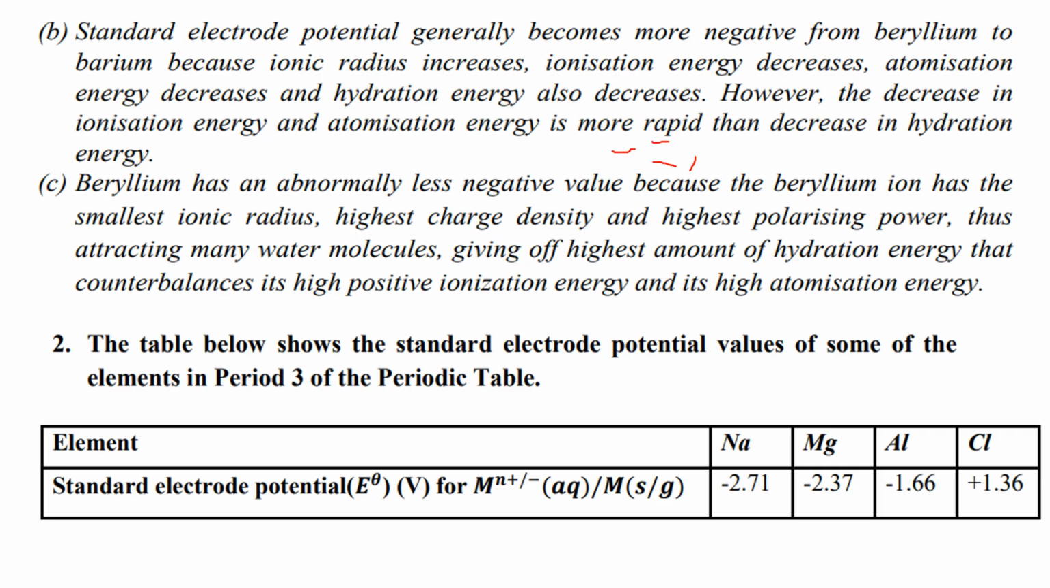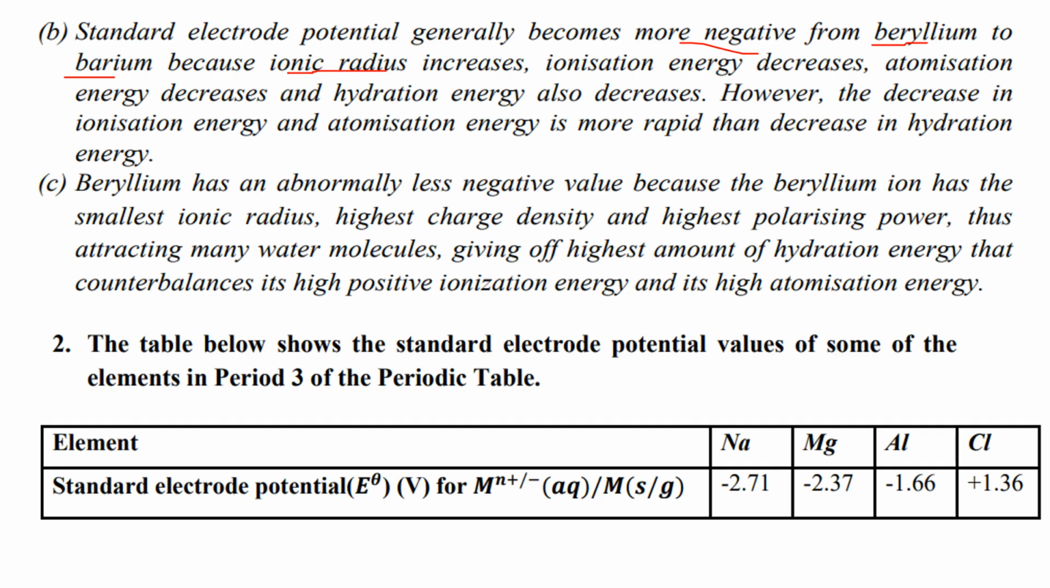Now let's look at the answering of our part B, explaining the general trend in our electrode potentials. So generally, you have seen that electrode potential becomes more negative from the first element to the last element, which is beryllium to barium. And the reason for that is because across a group, what happens? Ionic radius is increasing. So since ionic radius is increasing, that we start bringing the energy changes that we have been talking about.